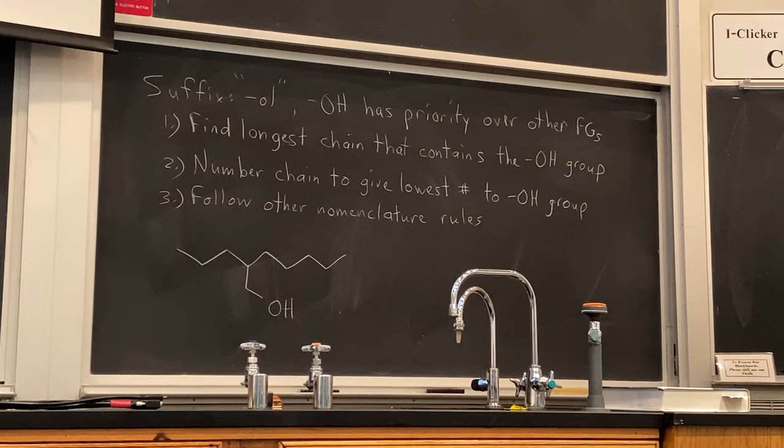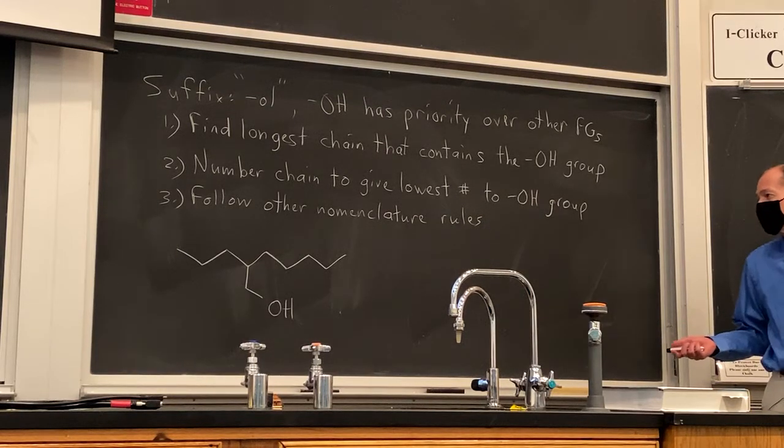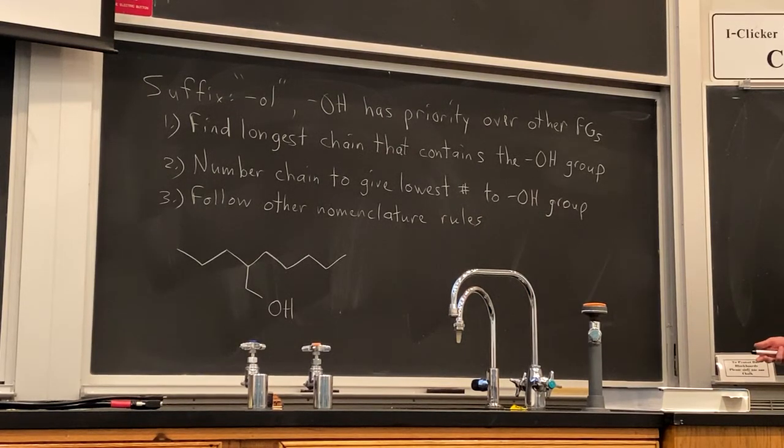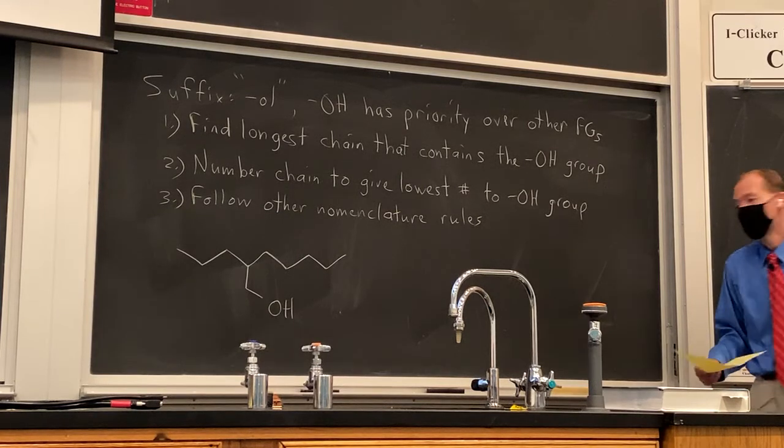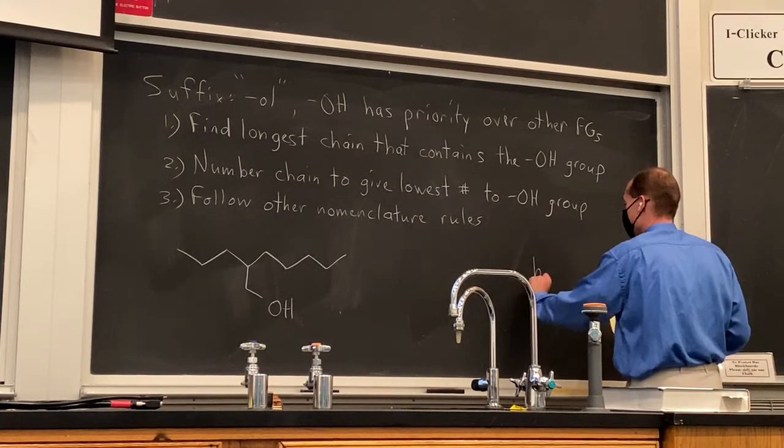Seven, yes. Okay. What's the longest chain in the molecule? Right. So we don't use the longest chain this time. The longest chain is here, but the longest chain containing the OH group goes this way. So since it's 7, what's the parent name of our compound going to be? Heptane. And then we drop the E and add our suffix. We're going to end up with heptanol.